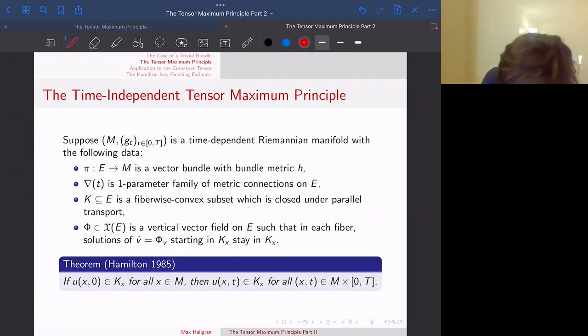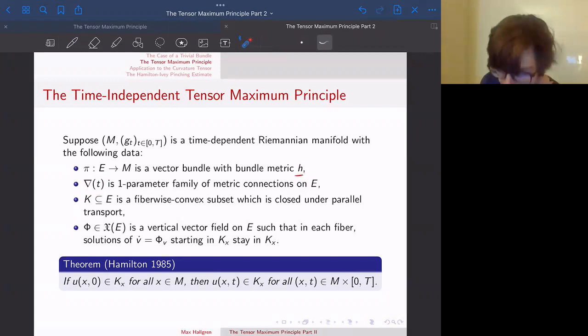this data. So we have a vector bundle over a manifold, along with a smoothly varying inner product on each fiber. So a bundle metric, which we'll call H. And then we have a one parameter family of metric connections. That just means that each of these connections is a connection on E, and they're all compatible with H in the sense that this connection applied to H equals 0.